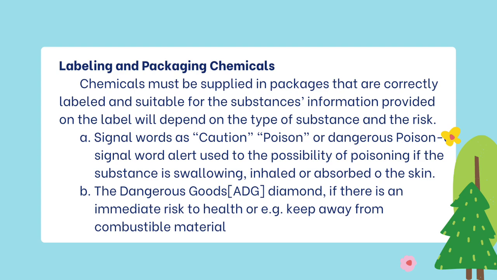Labeling and packaging chemicals. Chemicals must be supplied in packages that are correctly labeled and suitable for the substance. Information provided on the label will depend on the type of substance and the risk. A. Signal words such as caution, poison, or dangerous poison. A signal word alerts users to the possibility of poisoning if the substance is swallowed, inhaled, or absorbed through the skin.